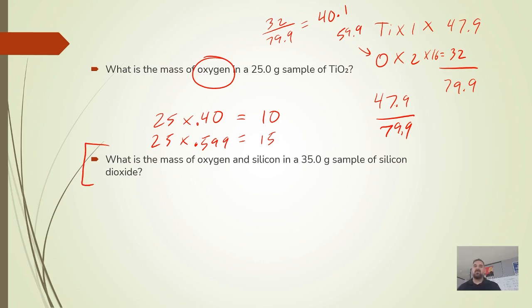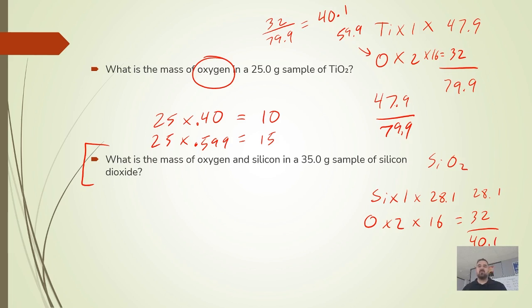So first thing we're going to do here is we're going to calculate the molar mass of silicon oxide. So this is silicon dioxide, SiO2. So we have Si times 1, O times 2. What's the mass of silicon? 28.1. And then oxygen is going to be 16. We're going to multiply. That's going to be 32 plus 28.1, which gives us 60.1. Next, we want to get our percentages of silicon and oxygen. What is our percentage of silicon?